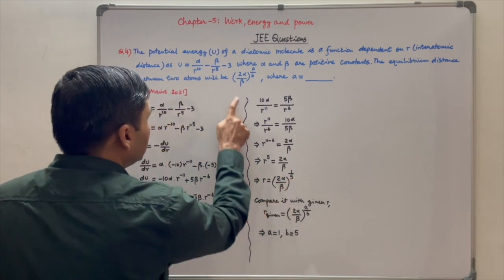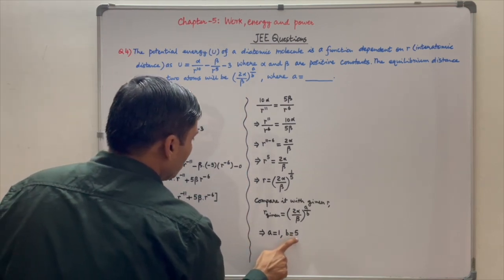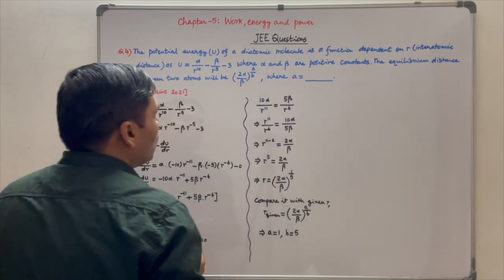Compare this r with the given r. So we get A is equal to 1 and B is equal to 5. We have to write the value of A. So the answer is 1.